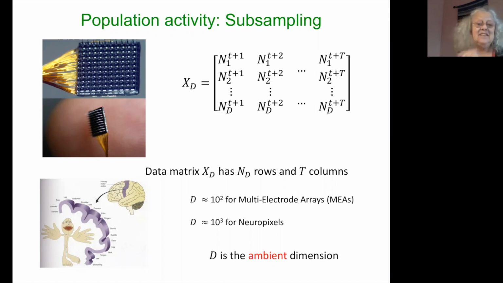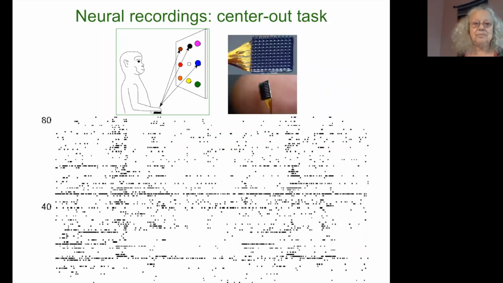So this capital D is what is called the ambient dimension. It's an empirical dimension. You're not sampling the full neural space. You're only sampling a D-dimensional proxy of the full neural space.